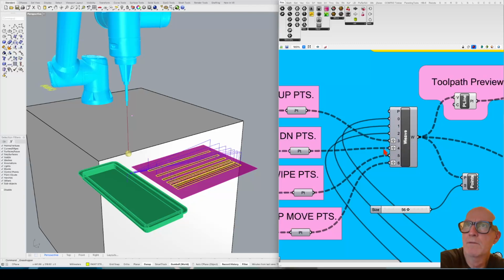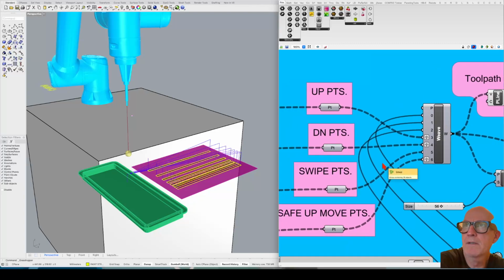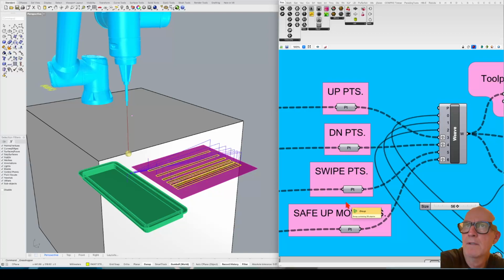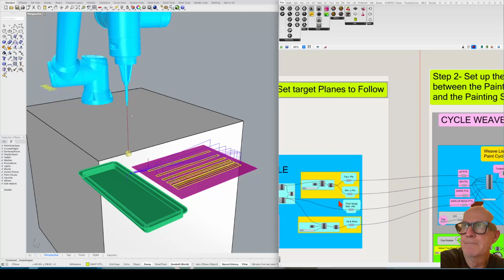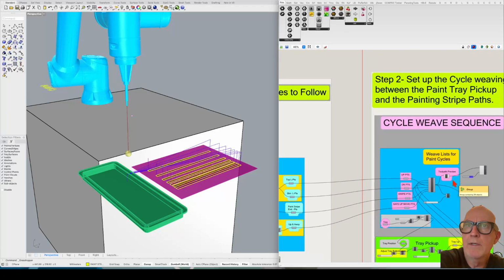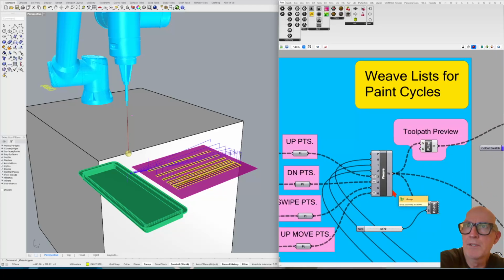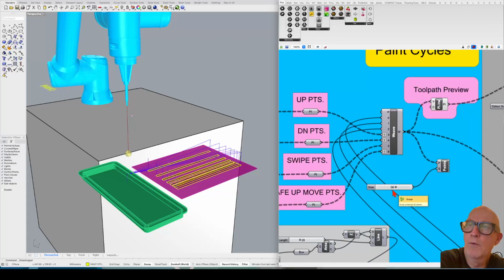Then these four wires here are the up and down points for switching over to this sort of C-shaped pattern that we have of painting each stripe. So Weave component is essentially like a switch that allows you to go back and forth between two sets of motions on the robot. It's useful for stacking wood, picking something up with a gripper and placing it somewhere else, and then returning back to the original position.